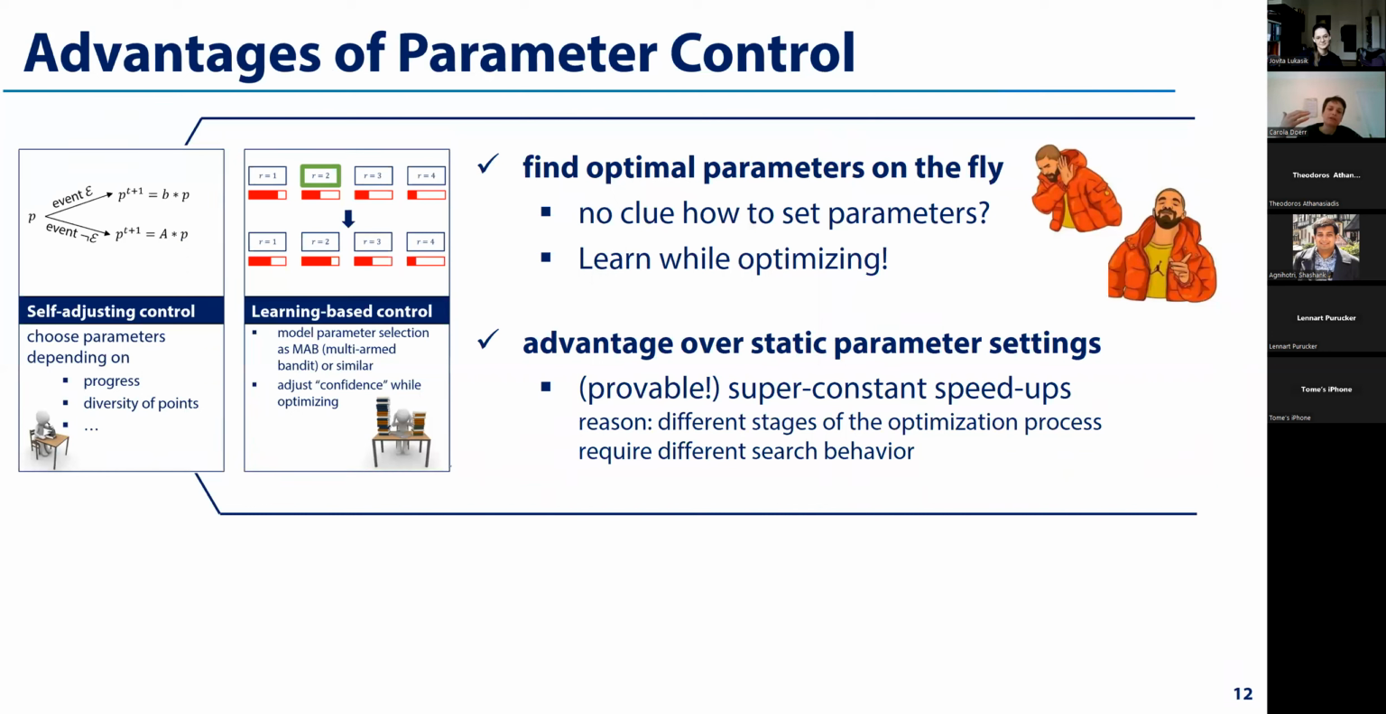The other advantage is that not only do we find good parameter values, but we are able to actually track them and to benefit from not using the same value all the time. We do have situations where we can actually prove that you have a speed up or a performance gain that is not just a constant factor, but even super constant, meaning you really benefit a lot from changing the parameters over time.